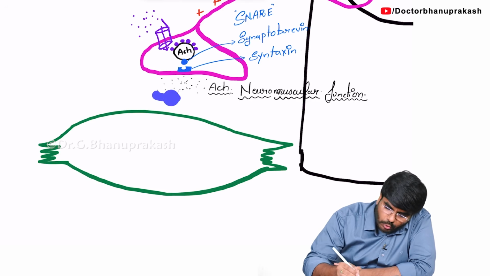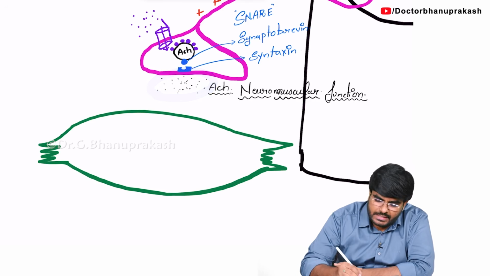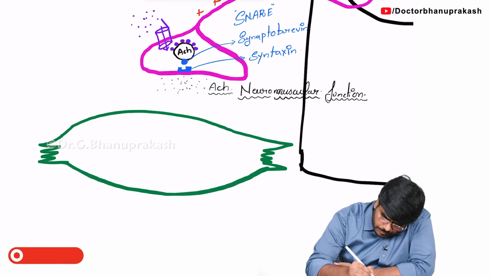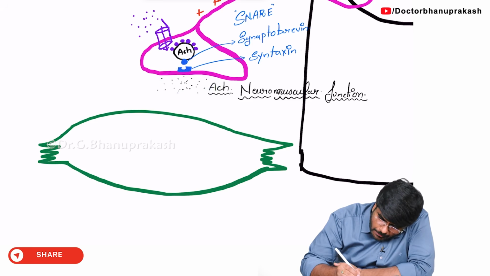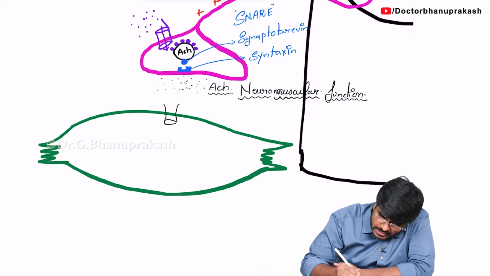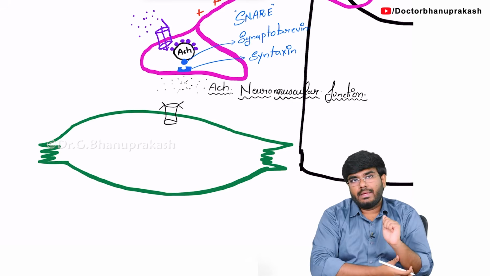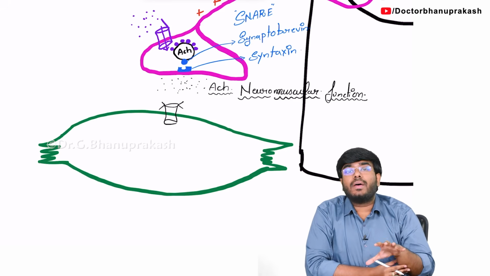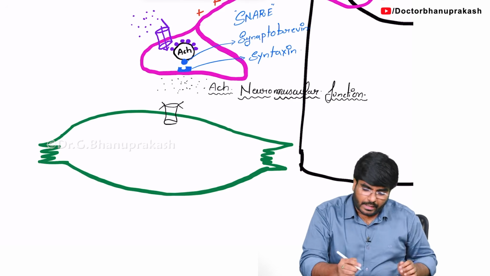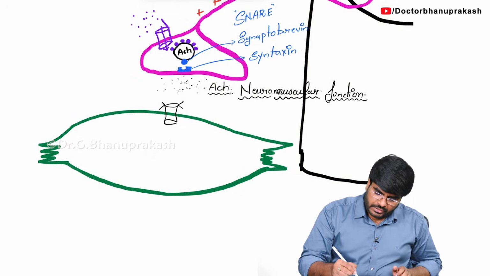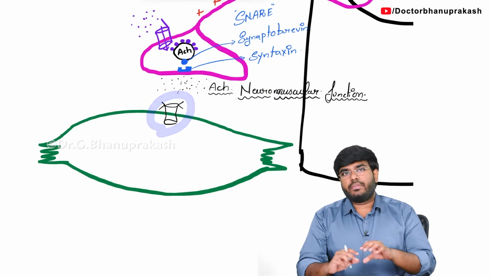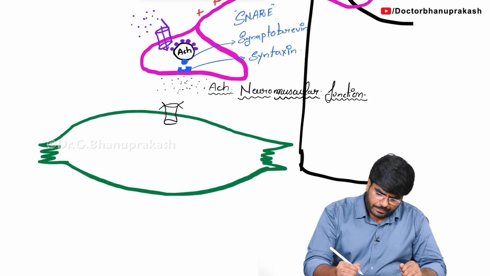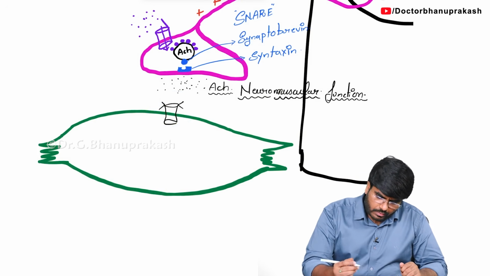Now, what is this acetylcholine going to do? This acetylcholine will come and bind with its receptor. Here on the muscle, there is a receptor for the acetylcholine. Actually, the acetylcholine receptors are present on the individual myocytes. Here I am directly showing the muscle, but in reality, these receptors are present on individual myocytes of the muscle fibers.